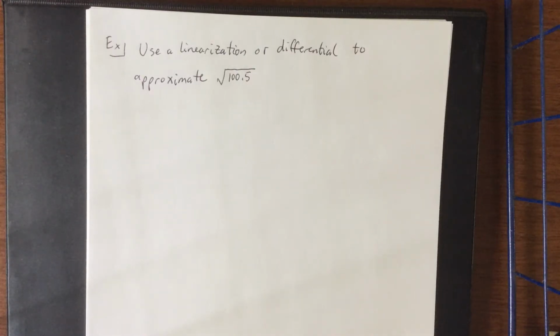One last example problem for the section. We are going to use either a linearization or a differential to approximate the square root of 100.5. Now we have complete creative control over this one. We can decide the function and we can decide where we're going to set up a linear approximation.